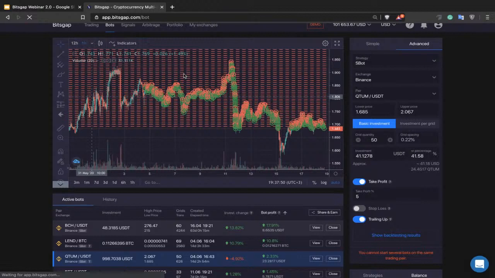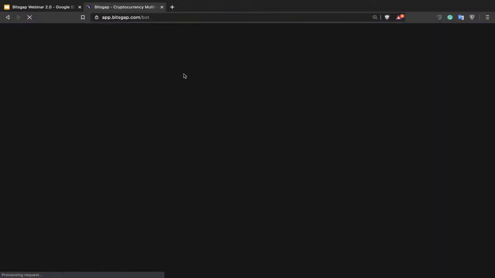As it refreshes the page, tell me, by the way, how many of you are already using Bitsgap automated trading bots with trailing up functions on? Let's see how many of you are already familiar with this profit maximization technique.